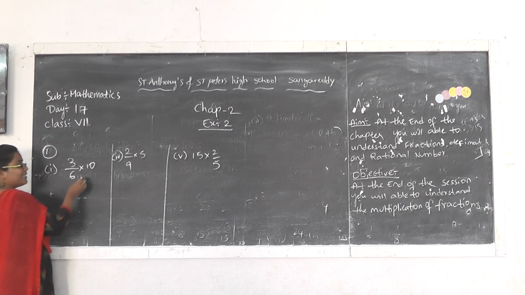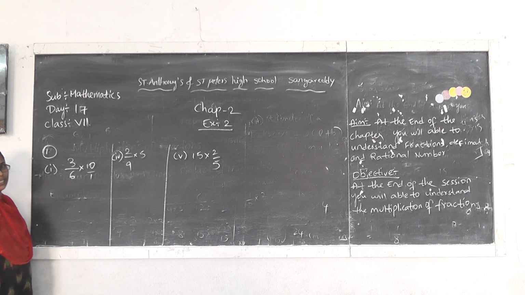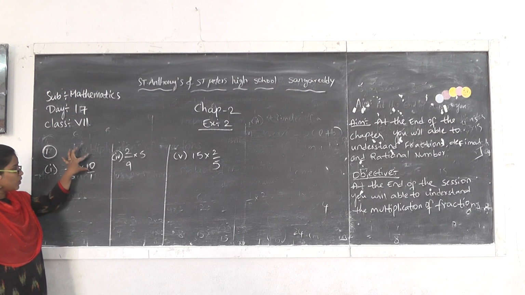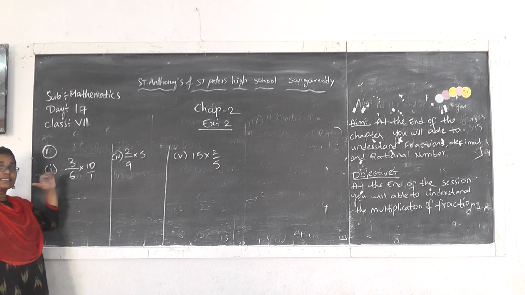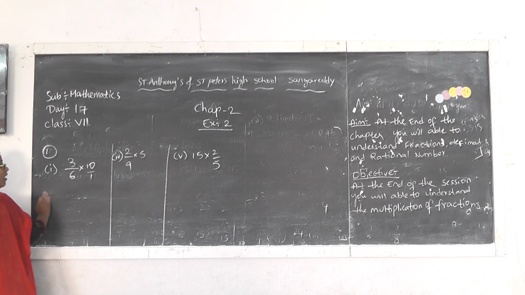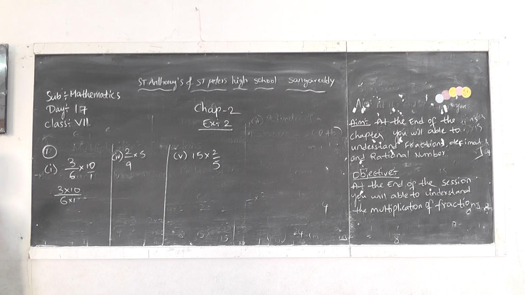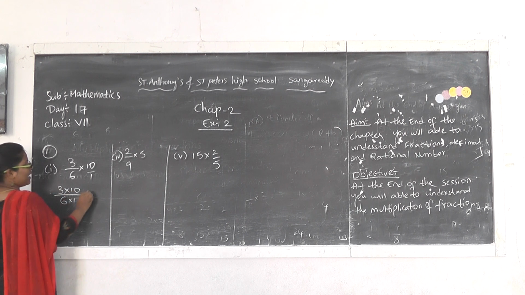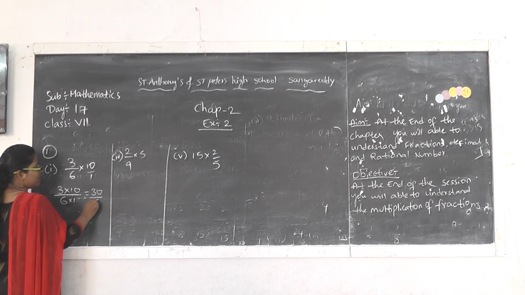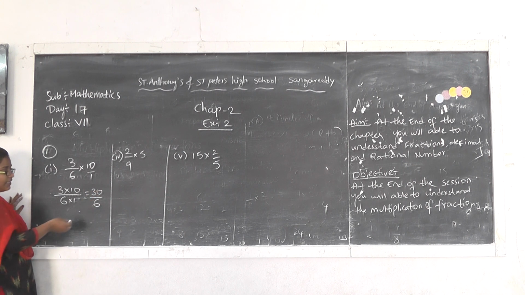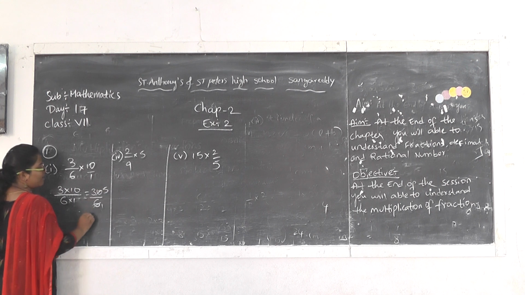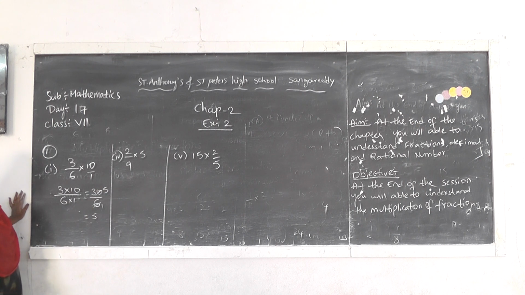Here, if any denominator is not there, what we have to assume is 1. Okay, if it is only a whole number, we have to assume the denominator as 1. Simple. Now what we have to do? Product of numerator into numerator: 3 into 10 by 6 into 1. The denominator is not there, so we assume 1. 3 tens are how much? 30. 6 ones are 6. Can we cancel? Yes, 6 ones are 6, 6 fives are 30, so 5 is the answer. Are you able to understand?